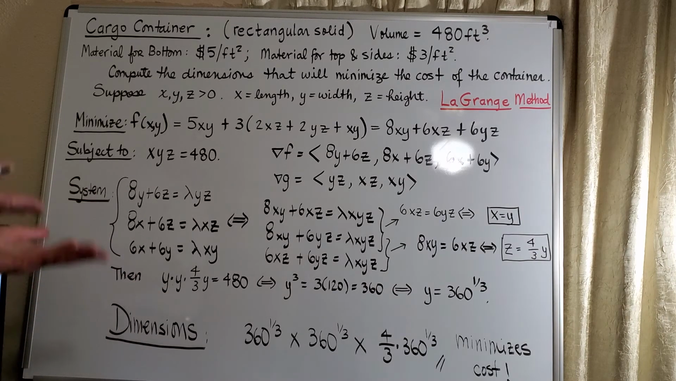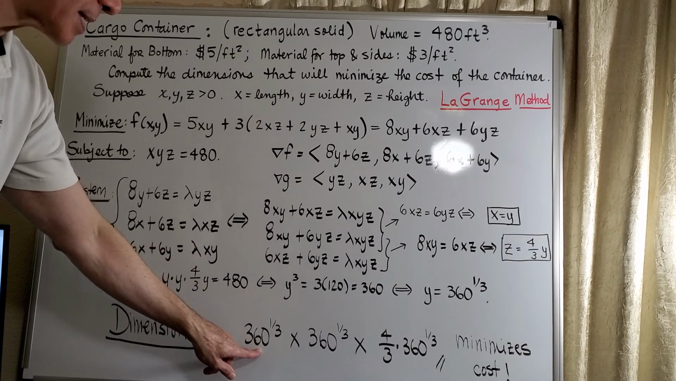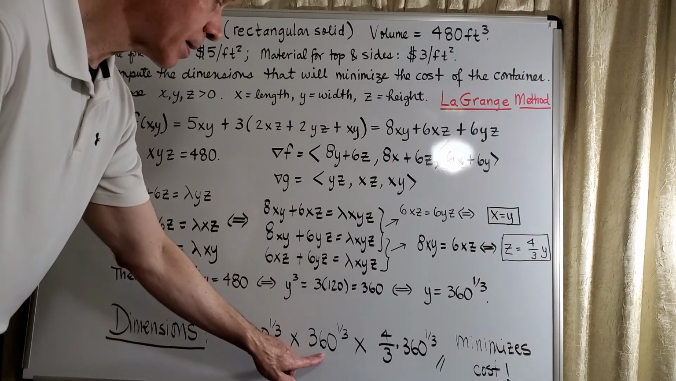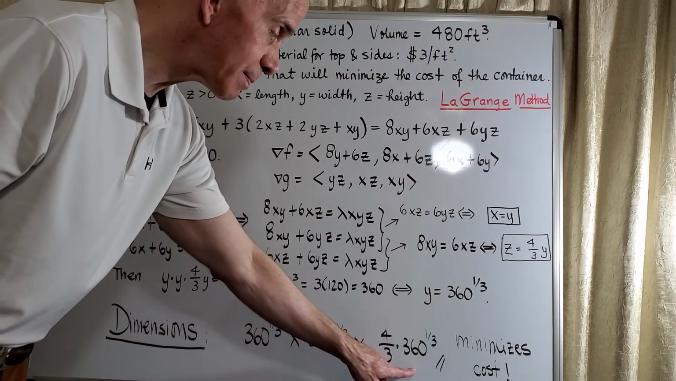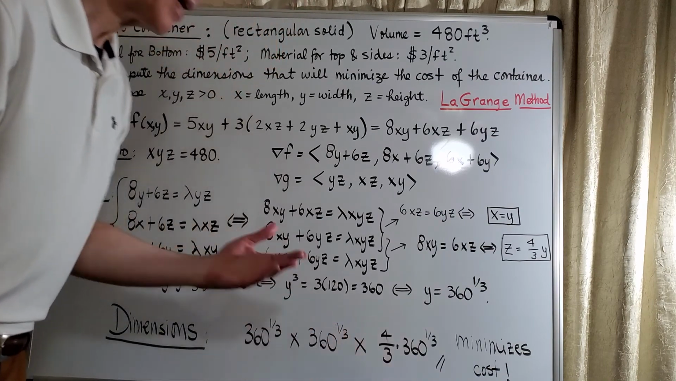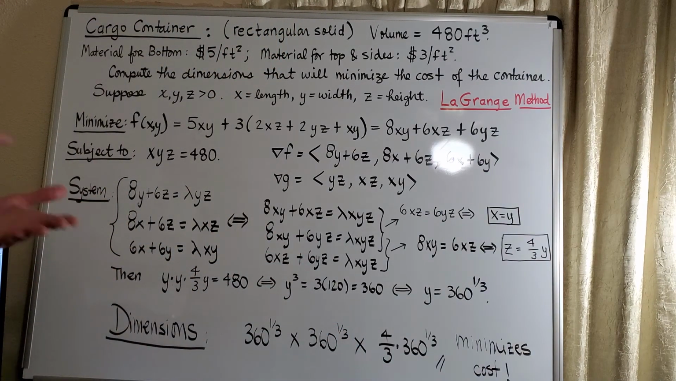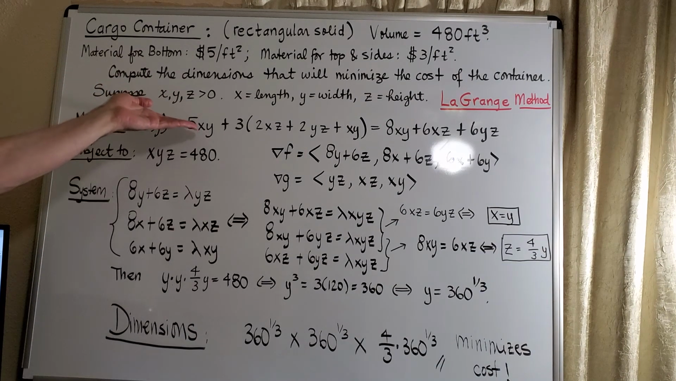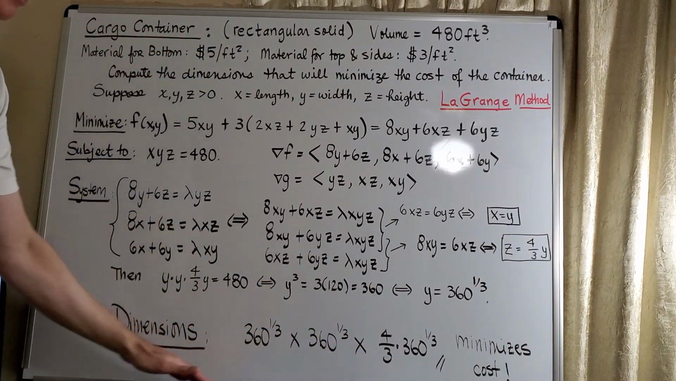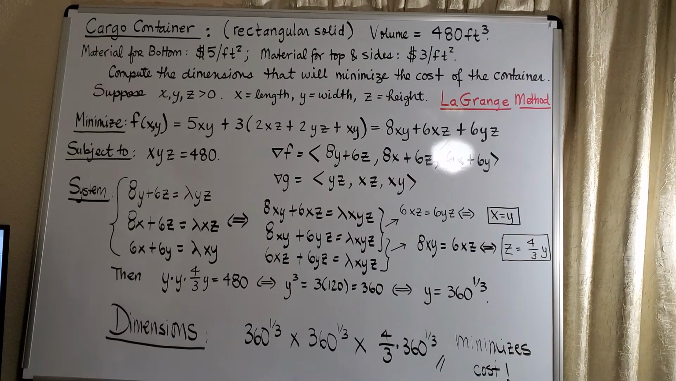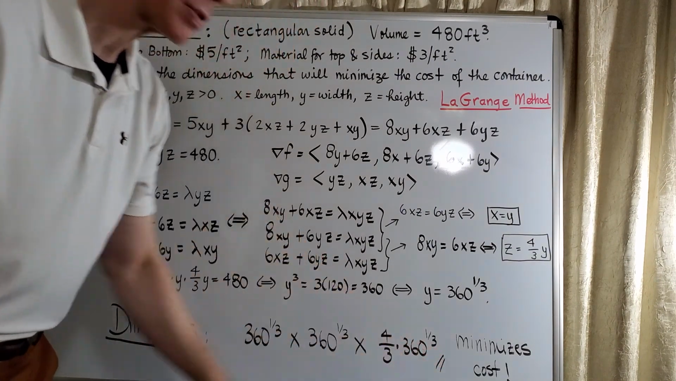And so now, there you have it. We have our critical point: x is equal to the cube root of 360, y is the cube root of 360, and z is 4/3 times the cube root of 360. This is something that just falls into your lap, and what you see here is that it would be very easy to make this value larger, but through the Lagrange method, we actually do find the dimensions that minimize the cost, and we have indeed minimized the cost. And we are done.